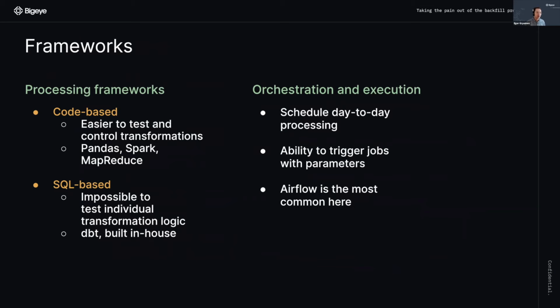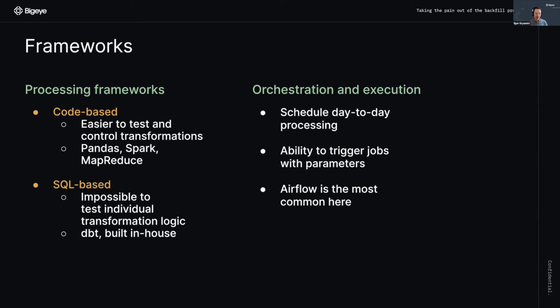So first off, we'll just talk about frameworks. There's really two things that matter here, and one is the processing frameworks. So how do you express your business logic in your transformations? And the second one is all your orchestration and execution frameworks, that are going to actually run that transformation and processing both on a day-to-day basis and maybe even for backfilling. So let's start with the processing frameworks.